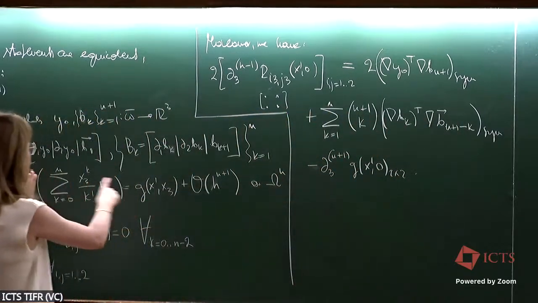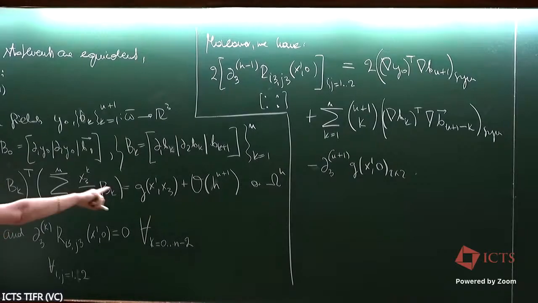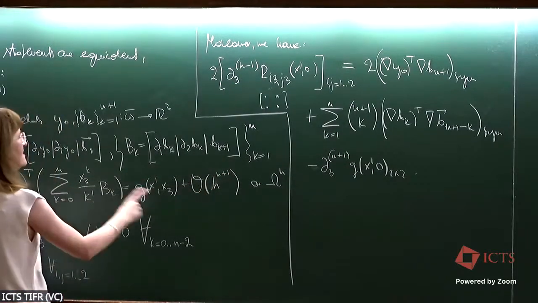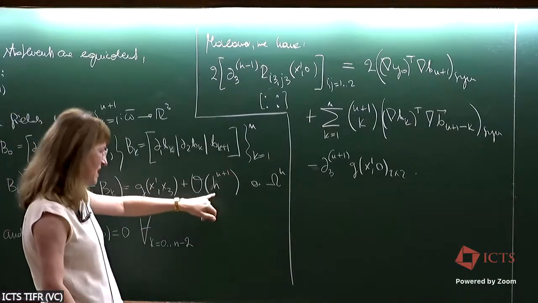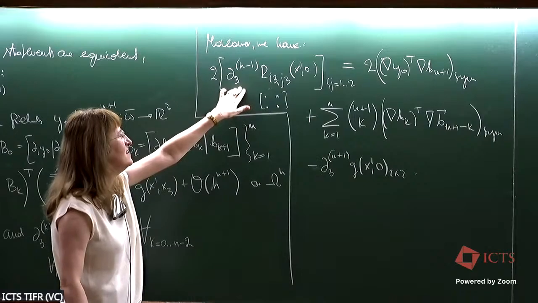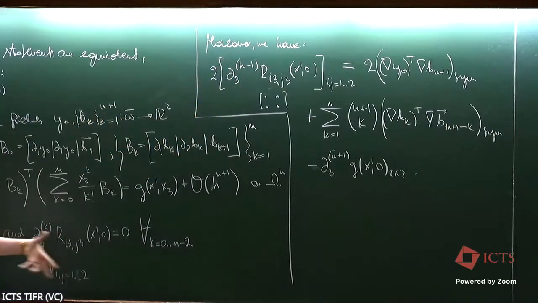So I claim that the highest order in the difference, the coefficient at h to n plus 1, is exactly the first non-zero component of the Riemann curvature tensor when I'm looking at its derivatives. So all the previous ones are 0. The next one, at n minus 1, is exactly given like that.